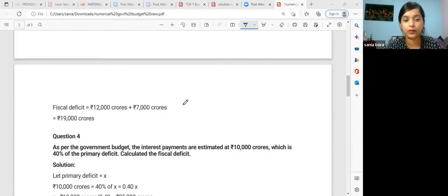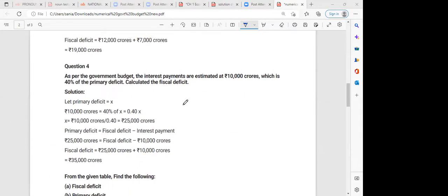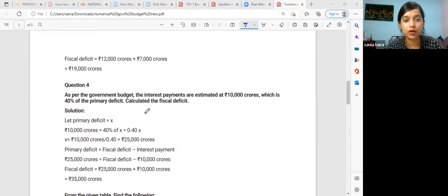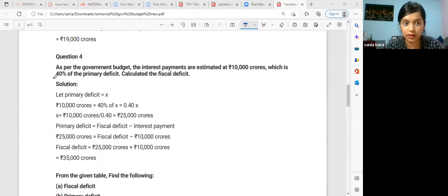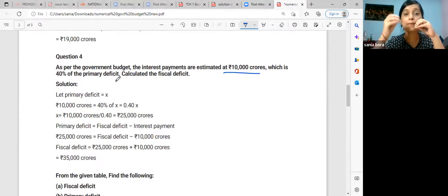Okay. Now, students, this one is, you can say, one of the good questions, which you get. There are high chances that if the examiner is going to set a difficult paper, you are going to get this question. Listen to it very carefully. I'll solve it. As per the government budget, the IP is given, which is 40% of your primary deficit. Remember, your IP is given, but your IP is 40% of your primary deficit, and you have to calculate the fiscal deficit.